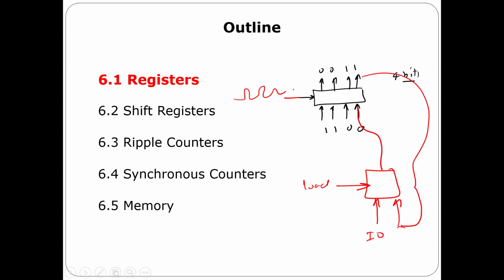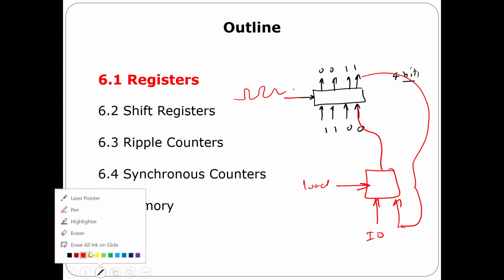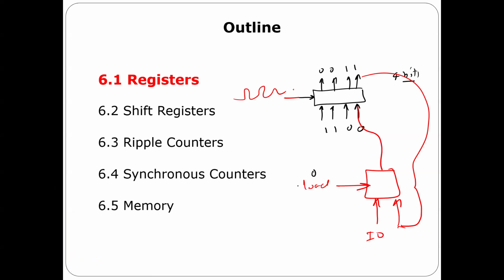So that when load equals 0, I'm going to connect the input here to the old value. The old value will be written again. Or when load is equal to 1, I'm going to connect it to the new value so that you can write the new value. You got it? So for every input here, I'm going to add a multiplexer.